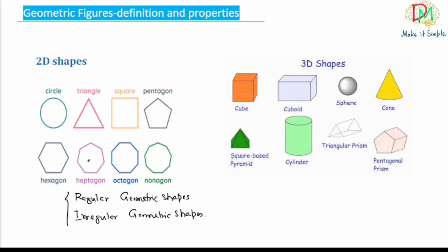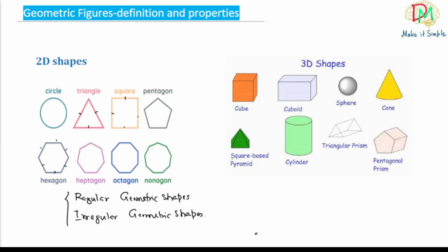Shapes are also classified into two types: regular geometric shapes and irregular geometric shapes. Now look at this. If the figure is symmetric, for example, this triangle is an equilateral triangle because all sides are equal. This is a square, all sides are equal. This is a symmetric figure. This is also a hexagon, all sides are equal. So these figures are examples of regular geometric shapes.